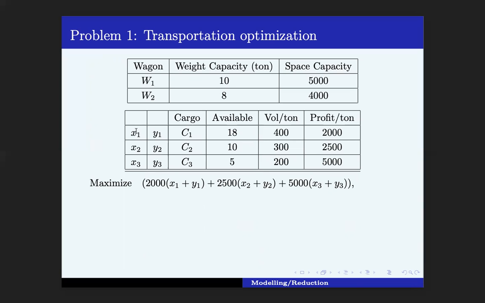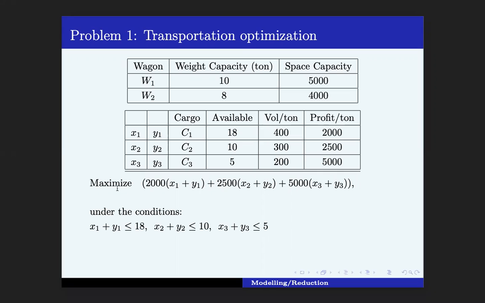If I send x1 quantity and y1 quantity of C1, then I am sending x1 plus y1 quantity of C1, and the total profit is 2000 times (x1 plus y1). Similarly, 2500 times (x2 plus y2). Similarly, 5000 times (x3 plus y3). So this will be the total profit, and this is what we want to maximize.